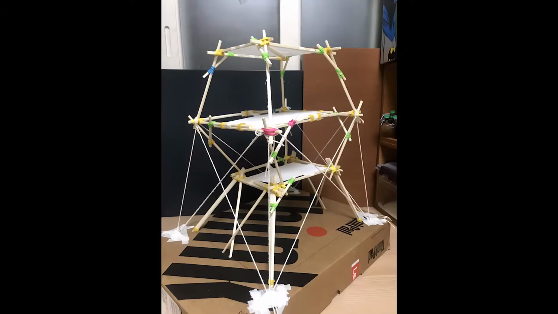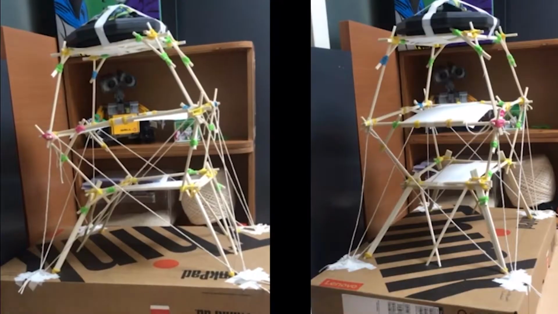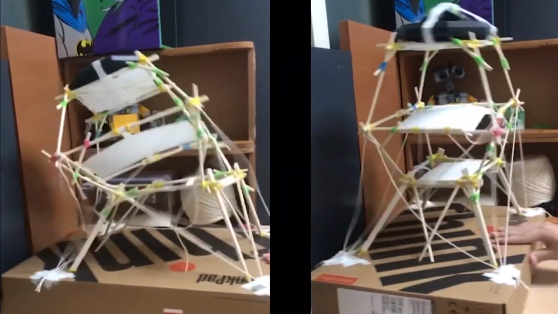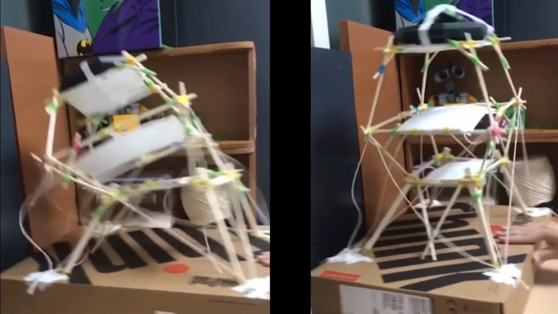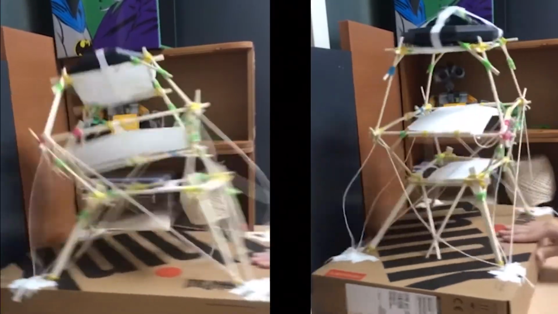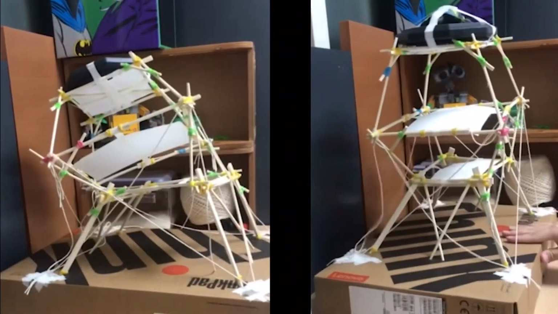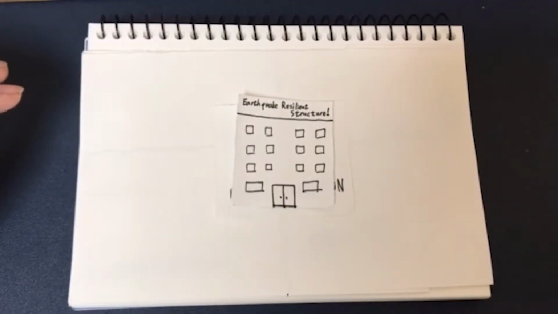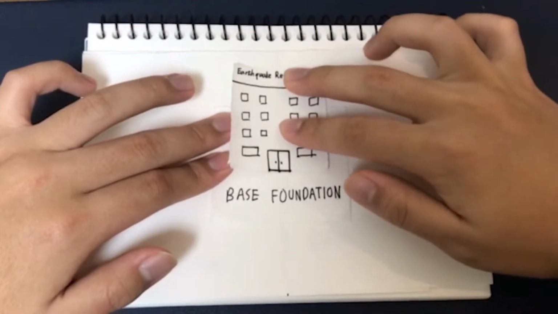So after replacing the model, I added supporting strings connected to the base as shown. Now with the added supports, it is shown that the whole structure deals with the added weight better and deforms much more slowly. Not only this, but you can also see that the structure does not fail catastrophically, so the turtle survives. Now, as you might have noticed, for an earthquake-resilient structure, the base foundation is crucial.